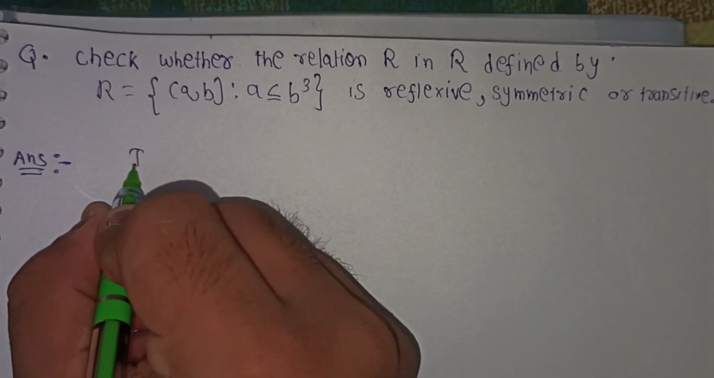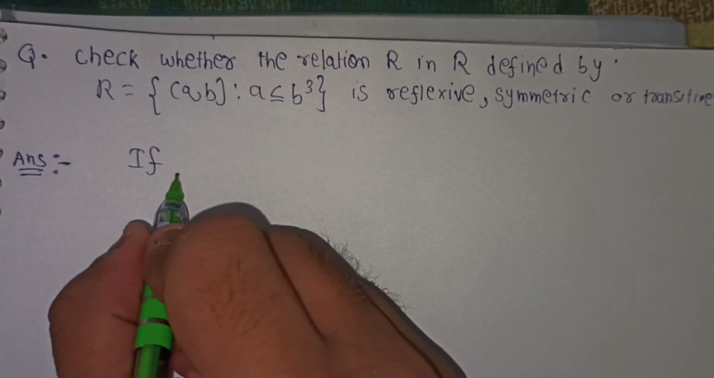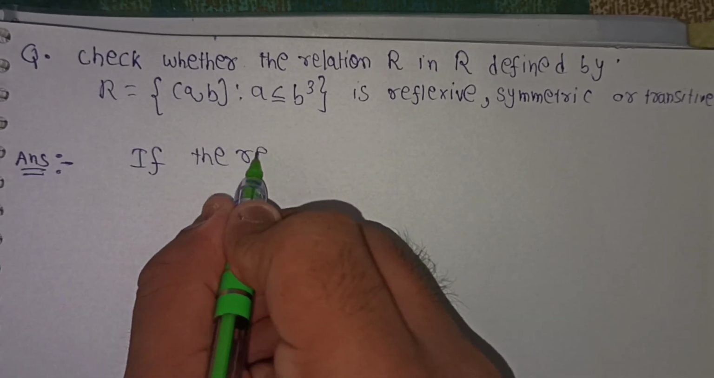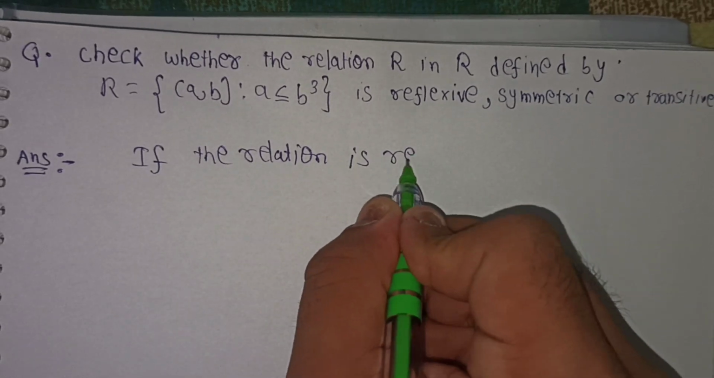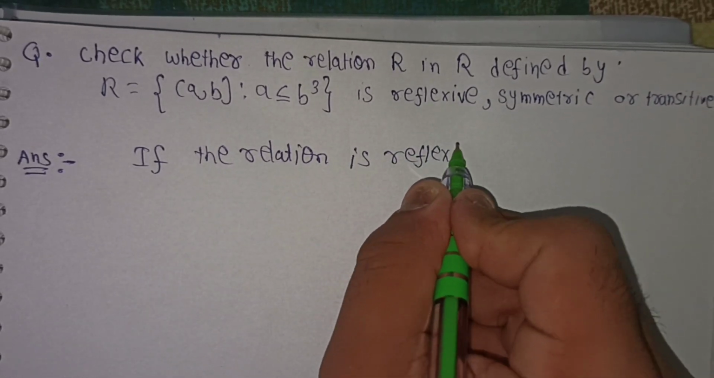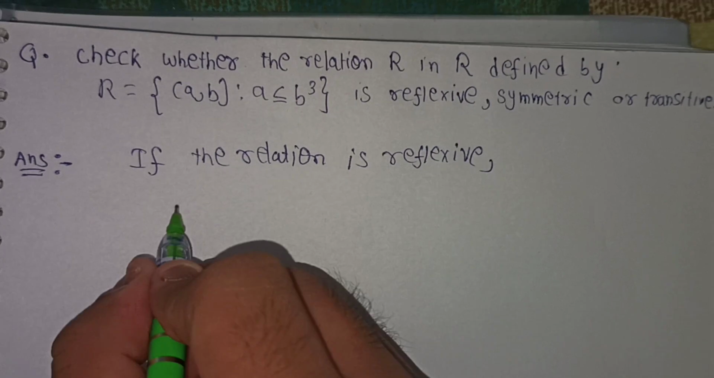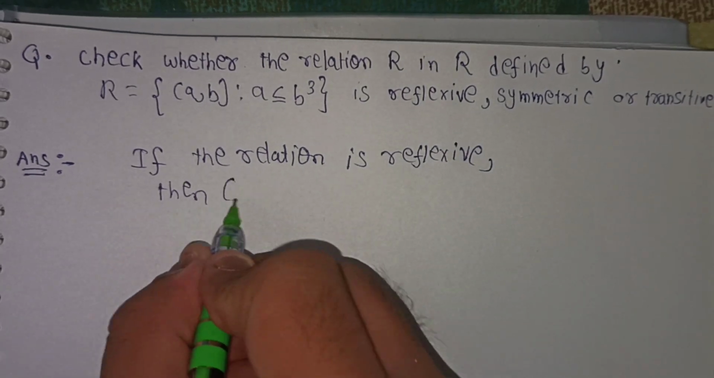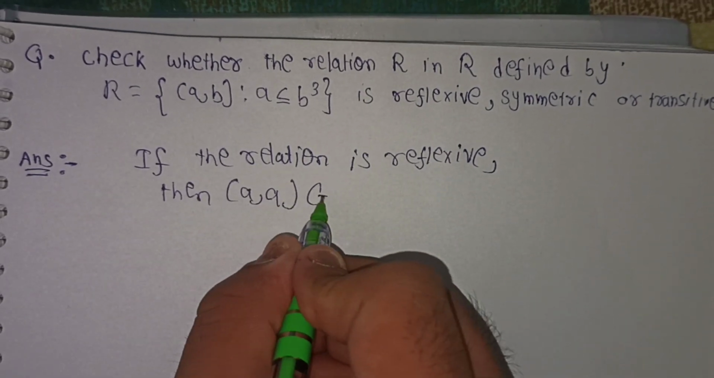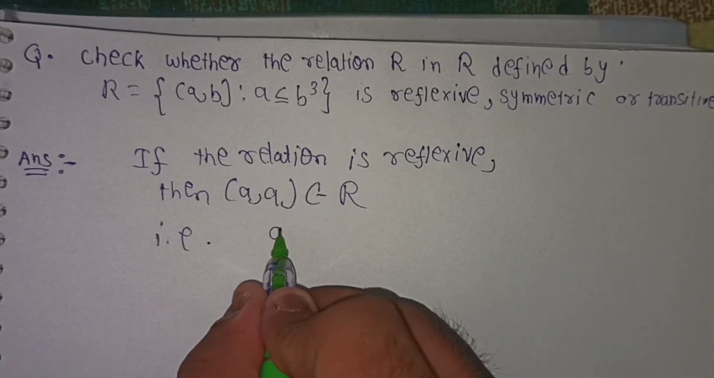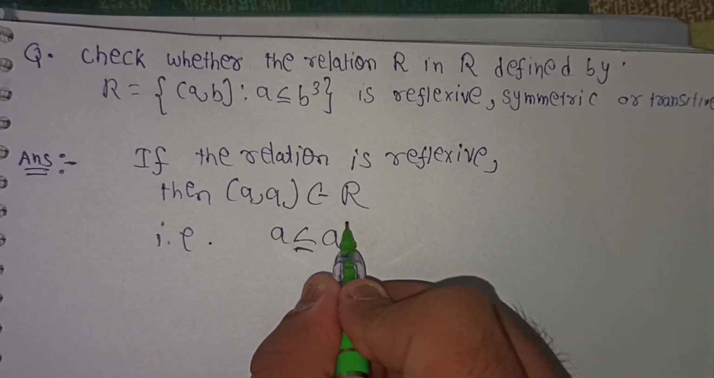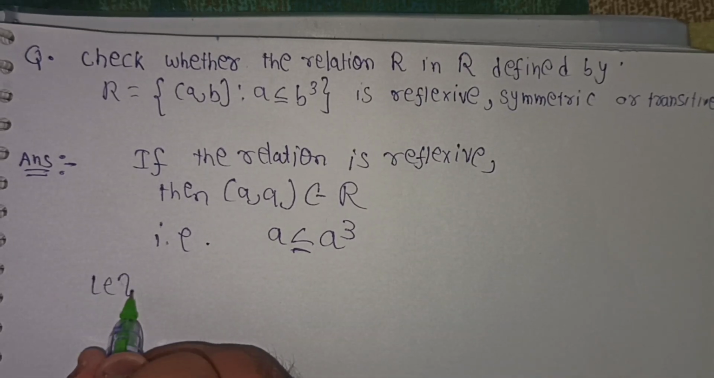So if the relation is reflexive, then (a, a) belongs to R. That is, a must be less than or equal to a cube. So let us check.